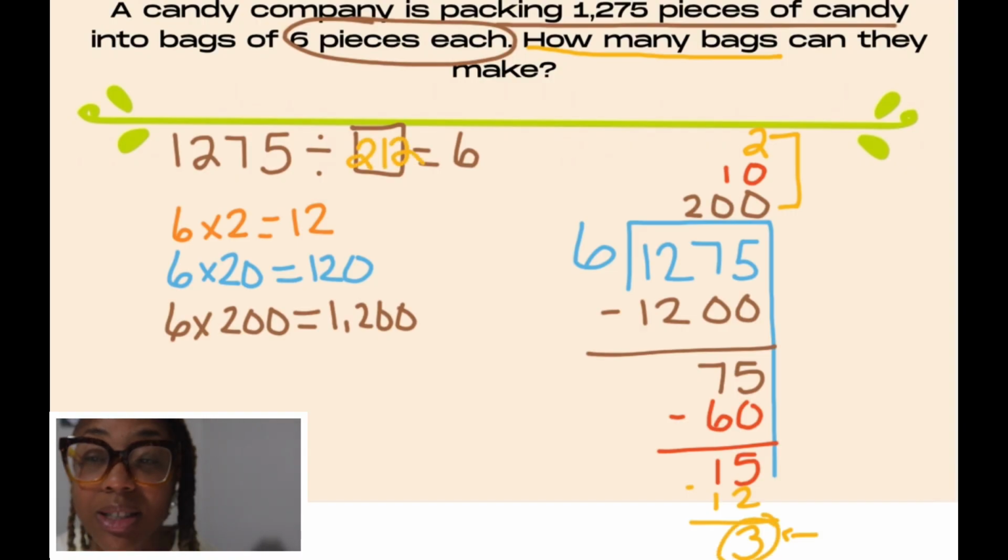These 3 pieces can be eaten. I might give them to a friend, but they're not going to go in a bag because that wouldn't be fair if all the other bags have 6. Would you want a bag with only 3 pieces?